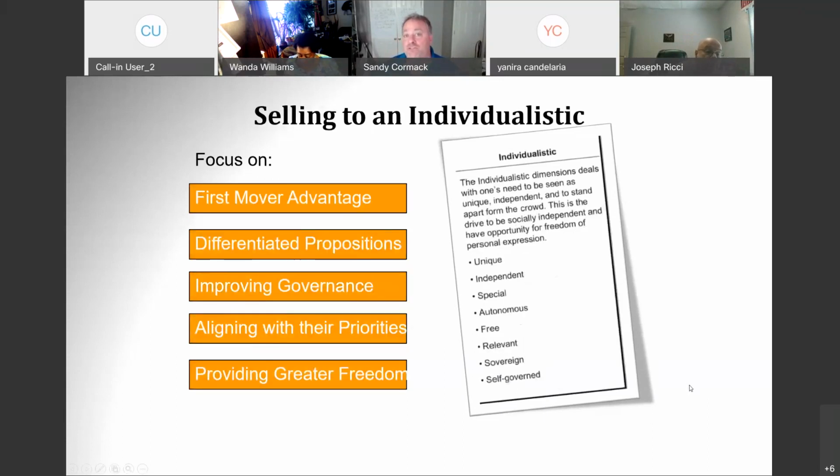If I'm trying to persuade somebody with high individualistic, I want to focus on the advantages of being the first mover on this, of being the early adopter, adopting this new and different idea. You want to allow for differentiated propositions, how what you're doing improves governance and aligns with their priorities, providing greater freedom.